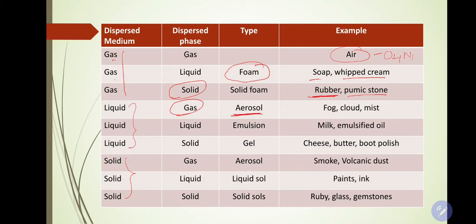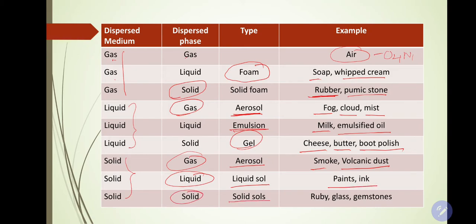Liquid in gas is a type of aerosol, for example fog, cloud, mist. Next is liquid in liquid, which is emulsion, for example milk, emulsified oil. Solid in liquid is gel, for example cheese, butter, wood polish. Solid in gas is aerosol, for example smoke, volcanic dust. Liquid in solid is known as liquid sol, for example paint and ink. And solid in solid is known as solid sol, like ruby, glass, gemstone.